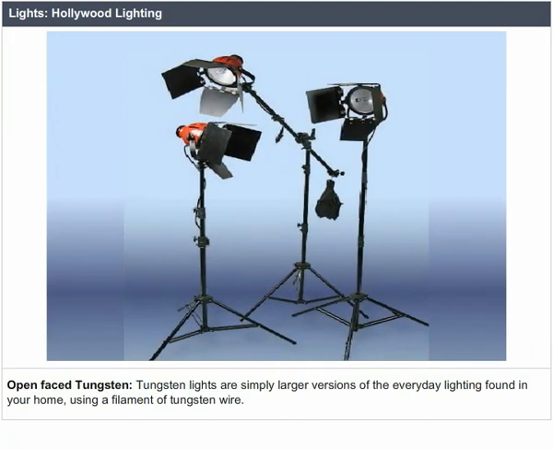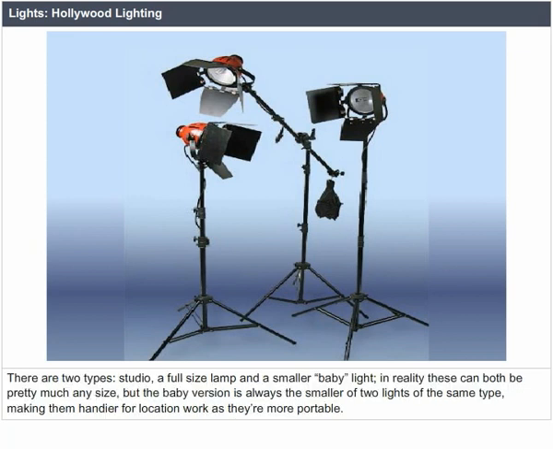Open-face tungsten. Tungsten lights are simply larger versions of the everyday lighting found in your home, using a filament of tungsten wire. There are two types, a studio or full-size lamp and a smaller baby light. In reality, these can both be pretty much any size, but the baby version is always the smaller of the two lights of the same type, making them handier for location work as they are more portable.